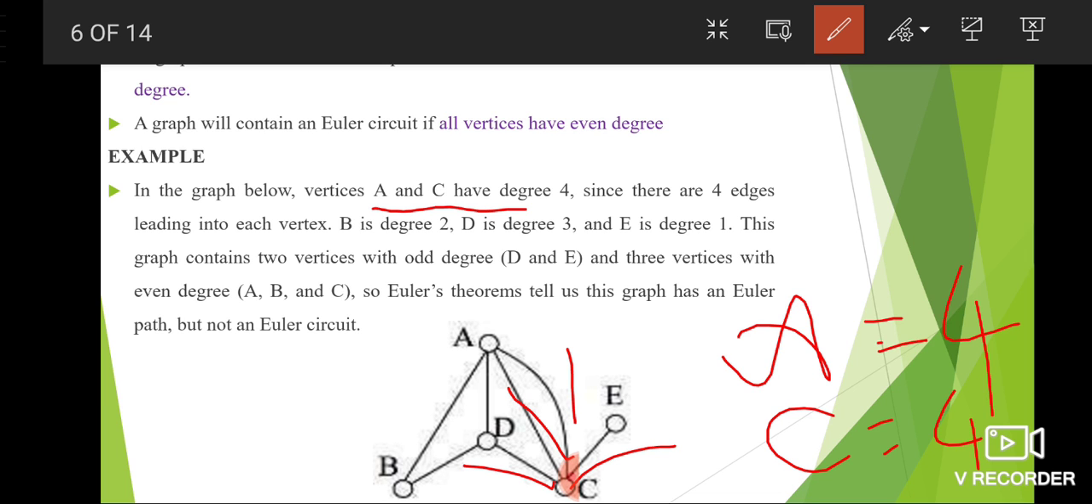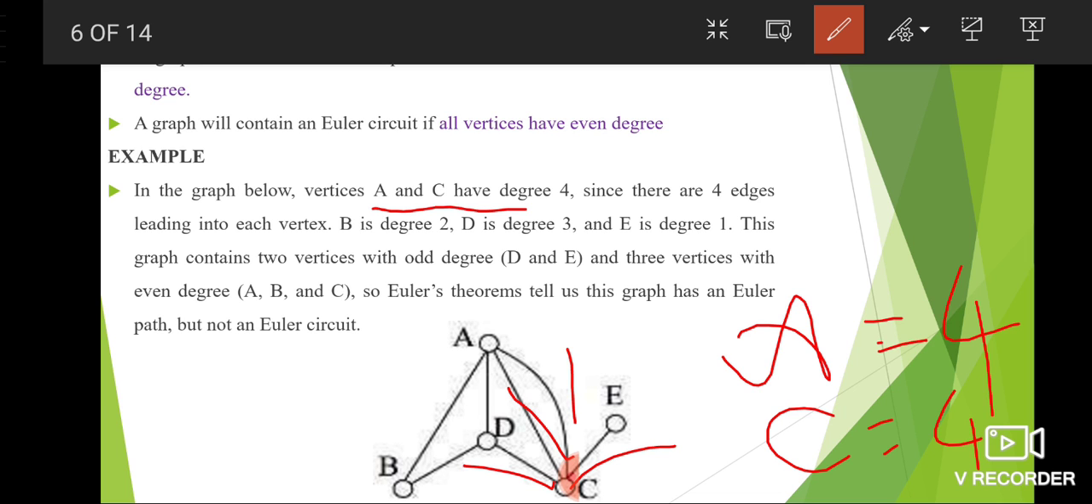In this graph, all the vertices have different degrees, that is both odd degree and even degree. Not all the vertices have even degree, so you cannot go with an Euler path. So we can move with an Euler circuit.